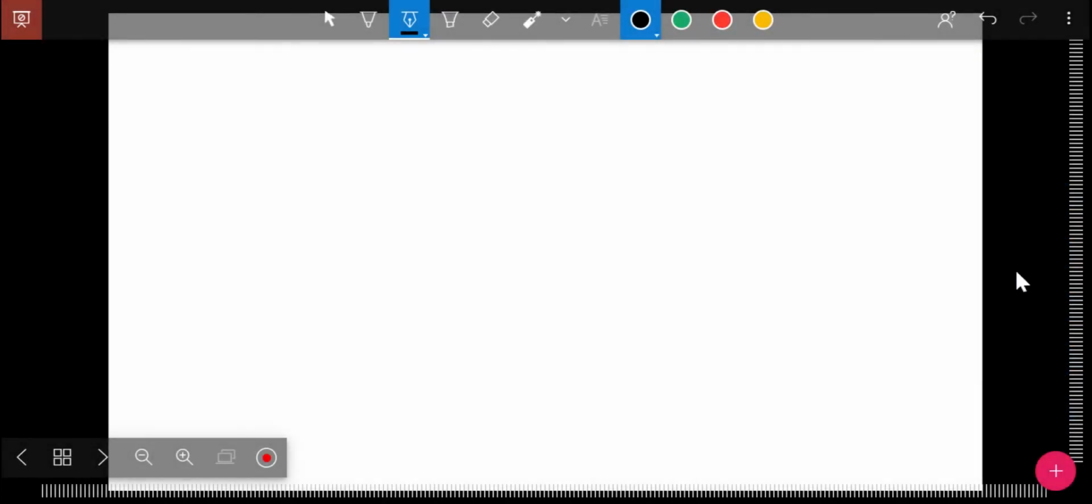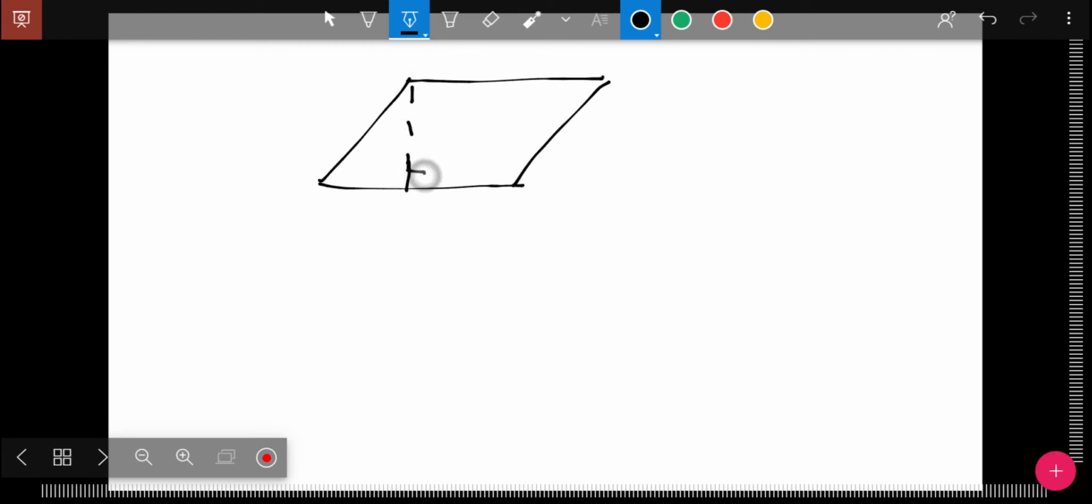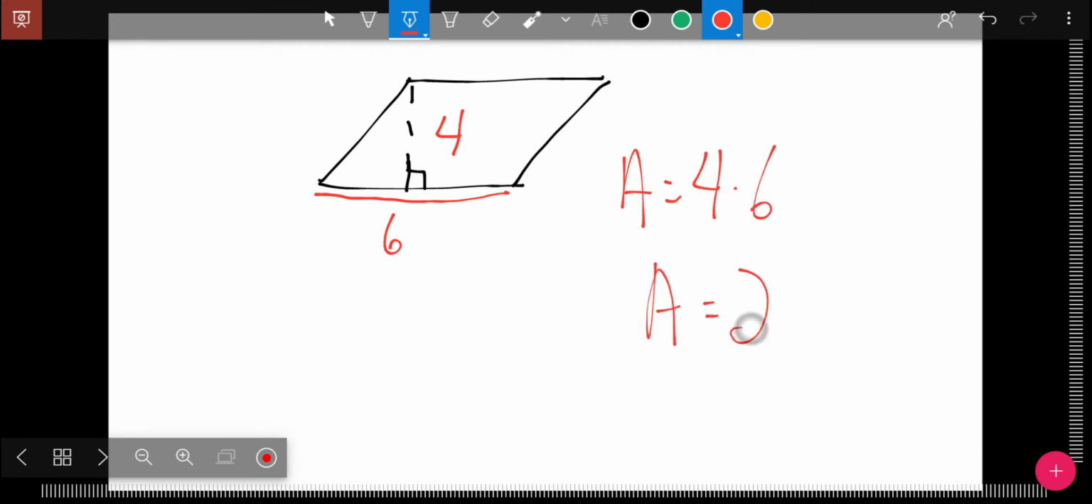Looking at a really basic example, we have a parallelogram. The height on the inside here, we'll say, is 4. The base here, this whole base, is 6. So area equals 4 times 6, where the area equals 24 units squared.